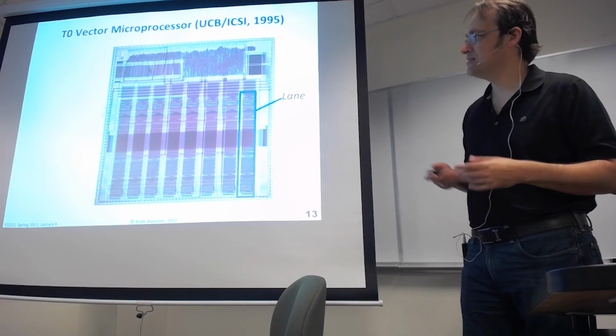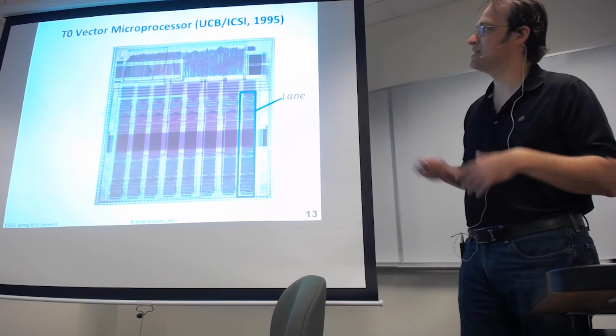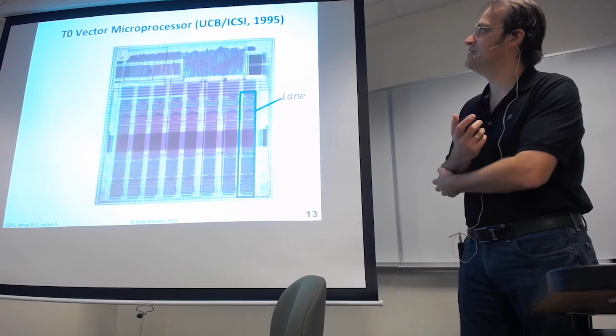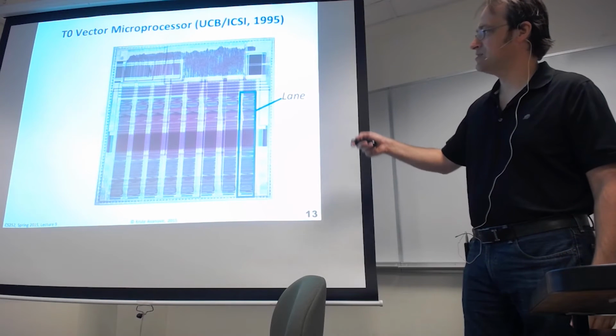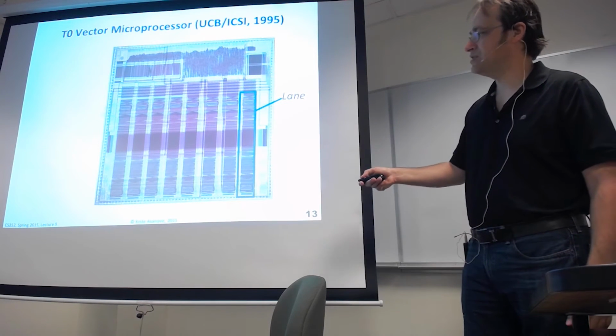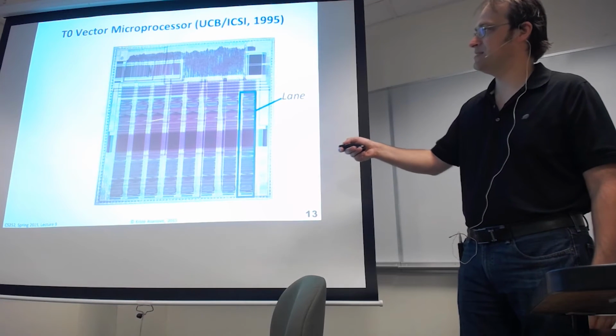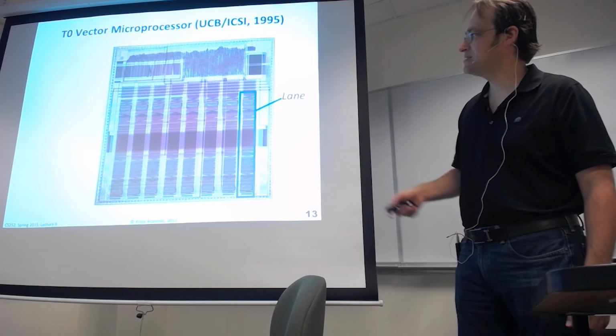So this is physically showing you what this looks like. This is actually my thesis chip. I built this thing here at Berkeley a long time ago, '95, 20 years ago, I guess. So here's what a lane looks like laid out on the chip. This thing had 8 lanes, so those are the 8 lanes.